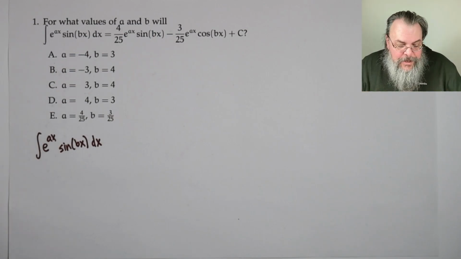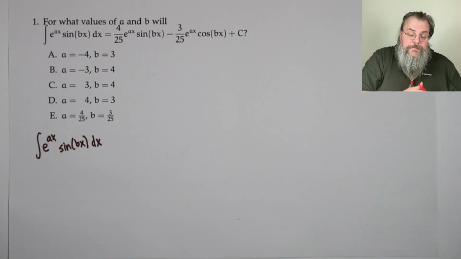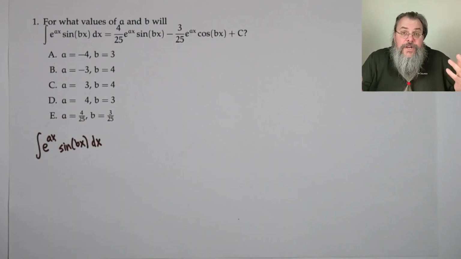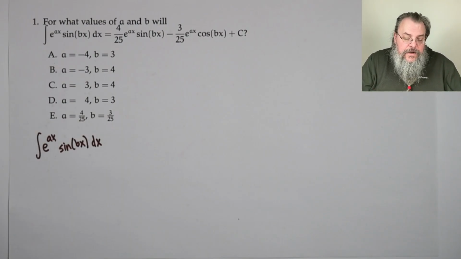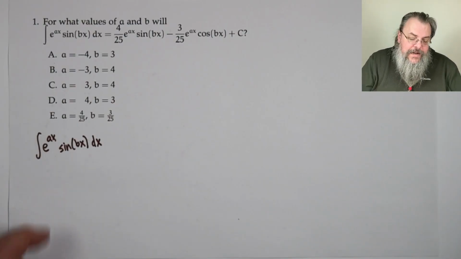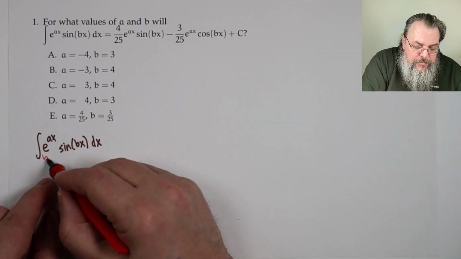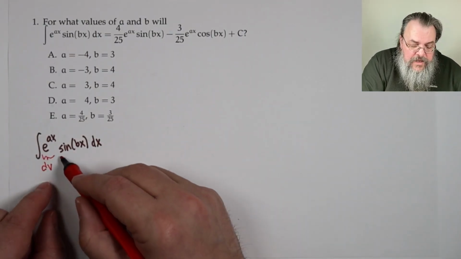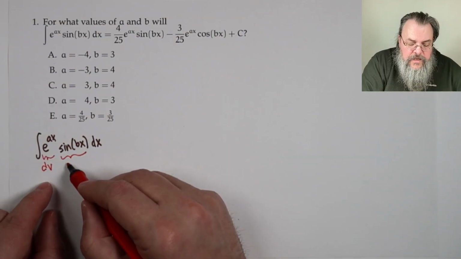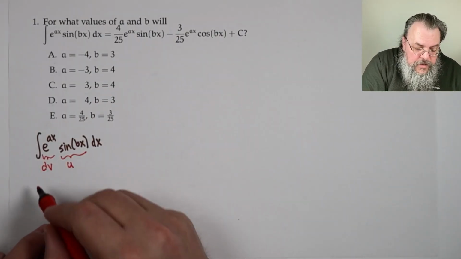Okay, here we go. Now, what should be u? What should be dv? In this case, dealer's choice. What do I like to integrate? E to the ax is very easy to integrate. So I'm going to make that be the dv, so that's the part I'm going to integrate. And so that means that the part I'll differentiate will be the sine.